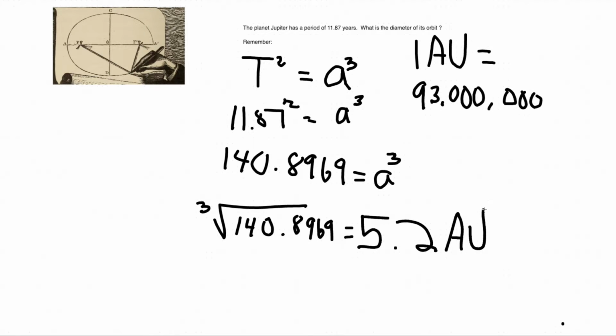And that makes sense because 1 astronomical unit is 93 million miles. So we can multiply 93 million miles times 5.2 and get our actual distance in miles for Jupiter from the sun. But this is how we apply Kepler's third law of periods and how it's calculated.